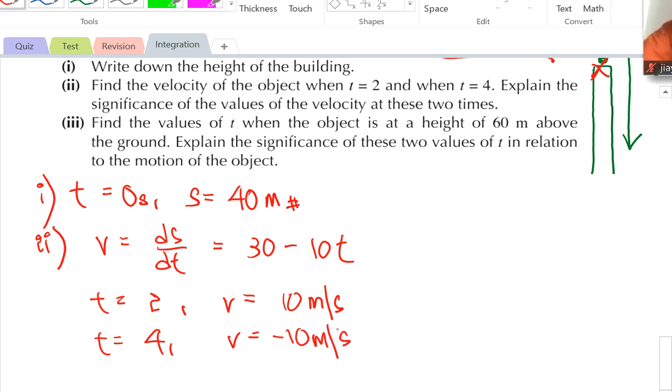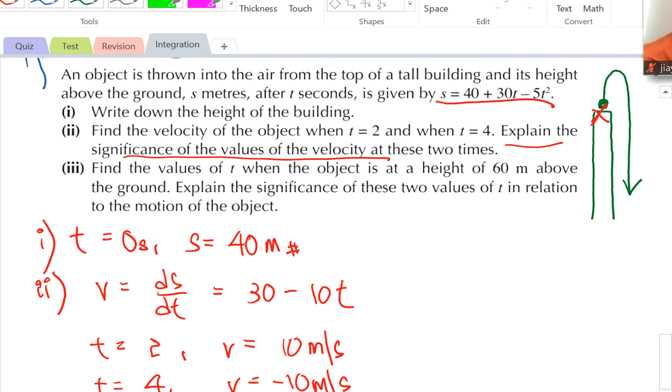You see, this is why they ask you to explain. How come one is 10? How come one is negative 10? Okay, Jia Yi, give it a try. Why do you think your answer is negative 10? If you look at my diagram, how can you explain? When t equals 4, the object is decelerating by 10 meters per second.